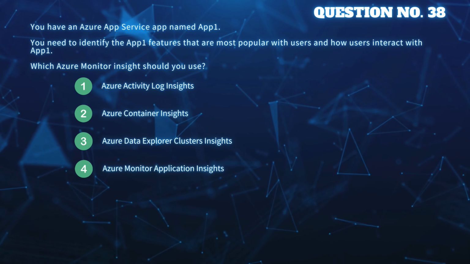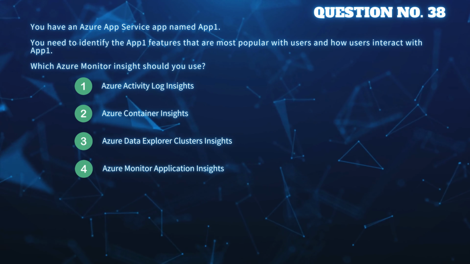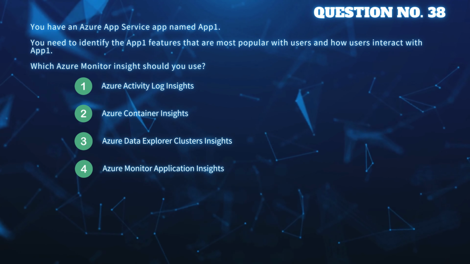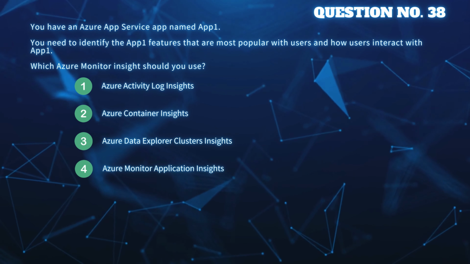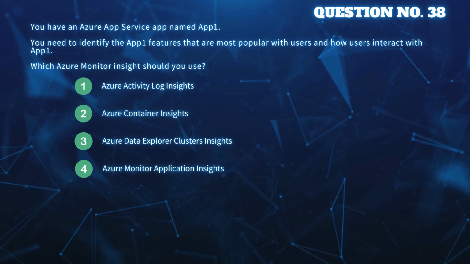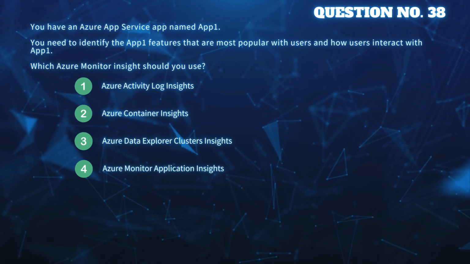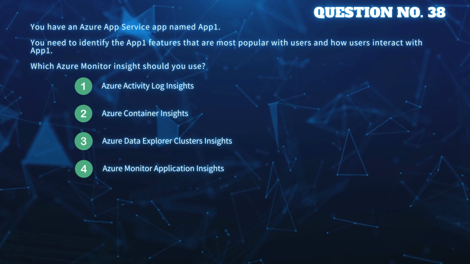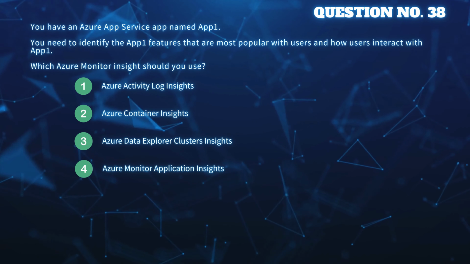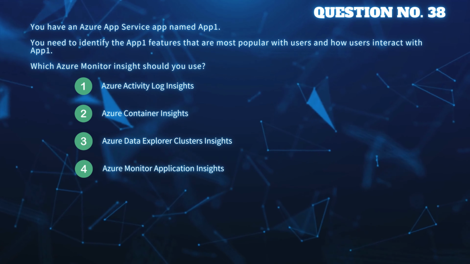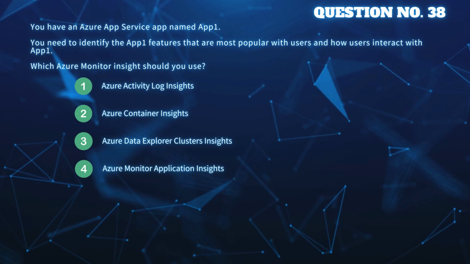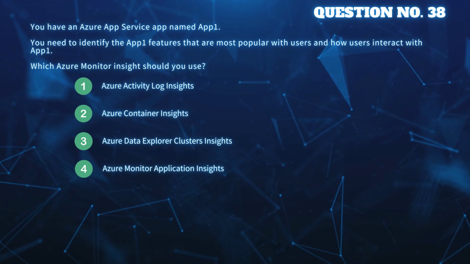You have an Azure App Service app named App1. You need to identify the App1 features that are most popular with users and how users interact with App1. Which Azure Monitor Insight should you use? Option 1, Azure Activity Log Insights. Option 2, Azure Container Insights. Option 3, Azure Data Explorer Clusters Insights. Option 4, Azure Monitor Application Insights.